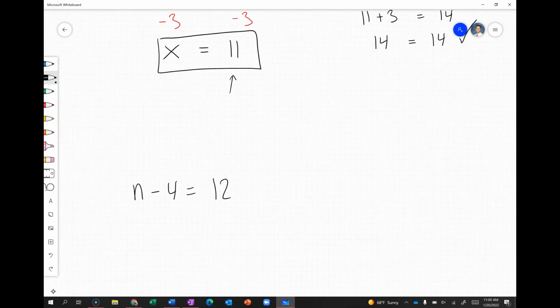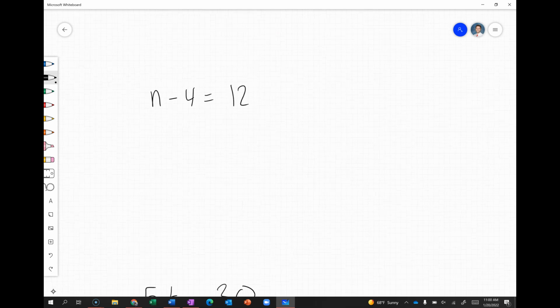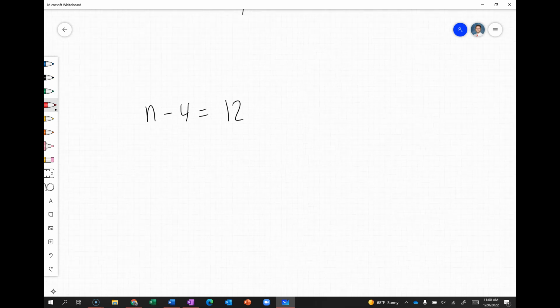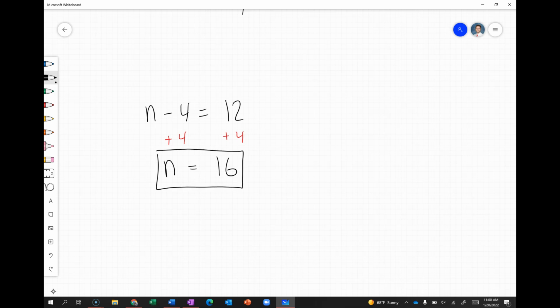Let's look at another example. With subtraction, we have n minus 4 equals 12. So we can add 4 to both sides. We'll write that directly beneath. That then leaves us with n on the left side, and on the right side, we have 12 plus 4, which is 16. So we box our solution, and then we check.